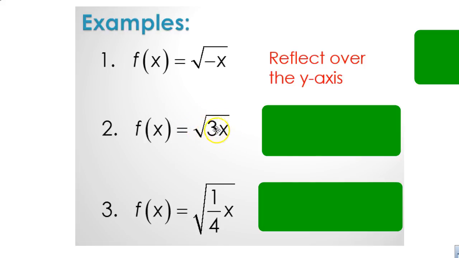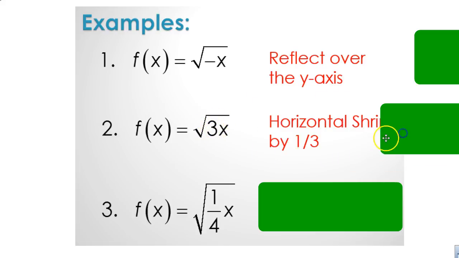Our second example, we have the square root of 3x. Well, 3 is on the inside. It's a number bigger than 1, and it's different than what you expect, which means instead of being a stretch, it's going to be a compression, a horizontal shrink by 1/3. That word compression and horizontal shrink mean the same thing. So whatever number this is, it's going to go under 1, and it's going to be a shrink of that magnitude.